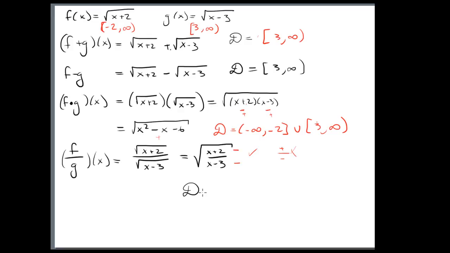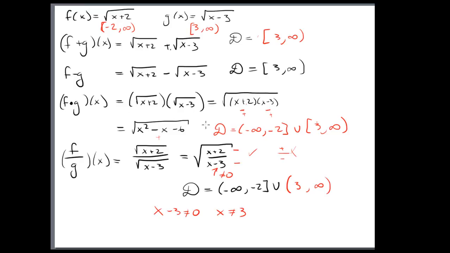So our domain is similar to above. It's going to be negative infinity to negative 2 unioned with, but this time it's going to be an open interval, 3 to infinity. Why is it open? Because the denominator can't be 0. So x minus 3 can't be 0, so x cannot be 3.